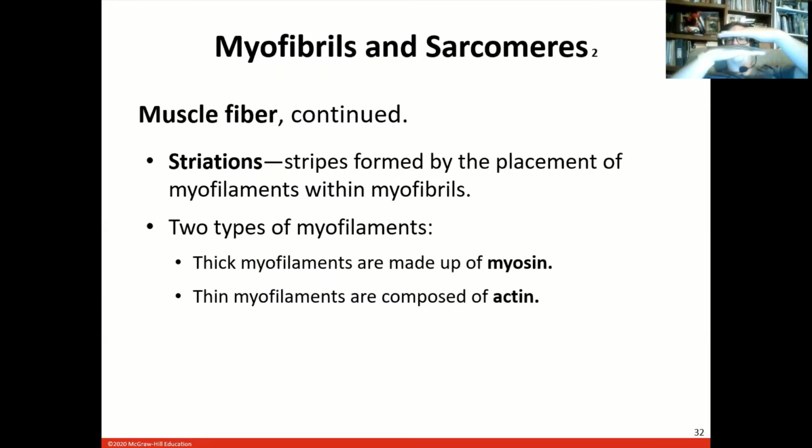And like I told you before, they've got to line up just so if you're going to see stripes from a distance. The thick myofilaments are myosin, and the thin ones are actin, which are the tiny little microfilaments inside normal cells. And you already know the myosin have heads, and they grab onto the actin and pull on it. They're pulling on the actin, and that's what causes the muscle to get shorter and thicker. All right.